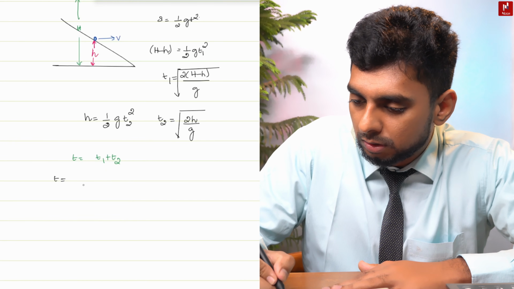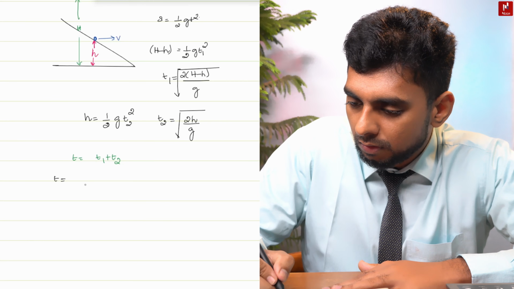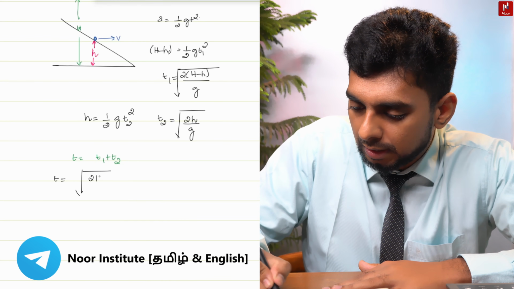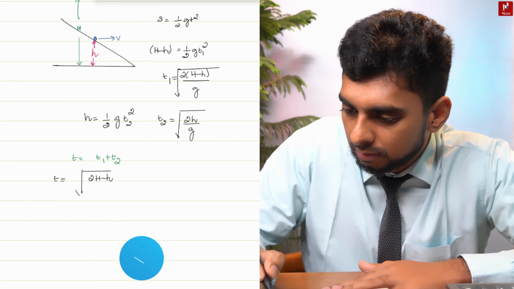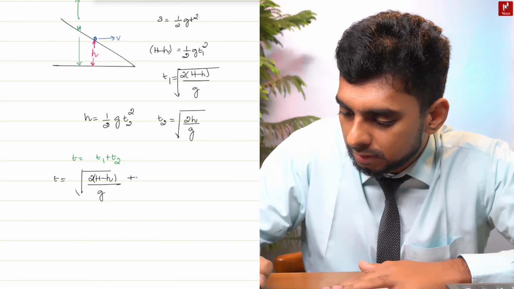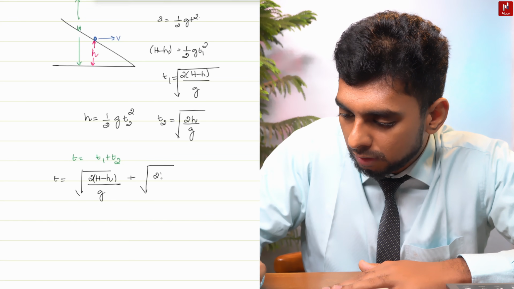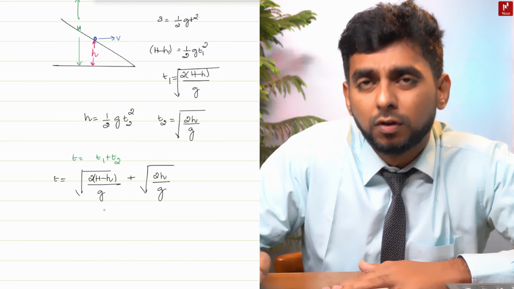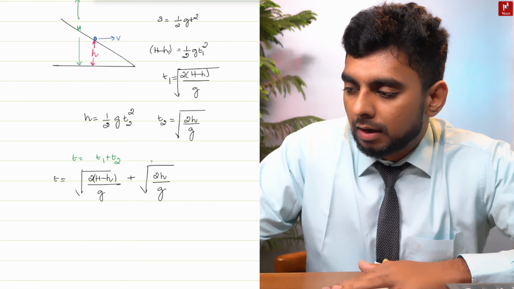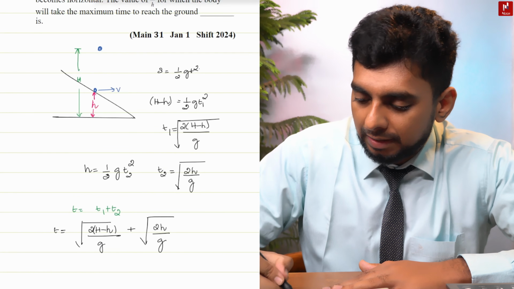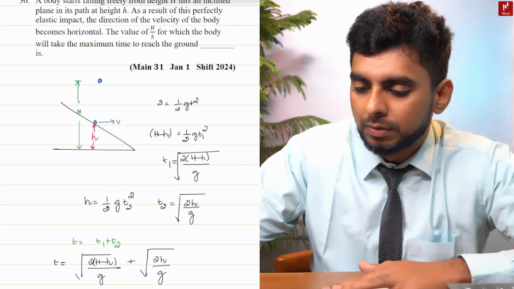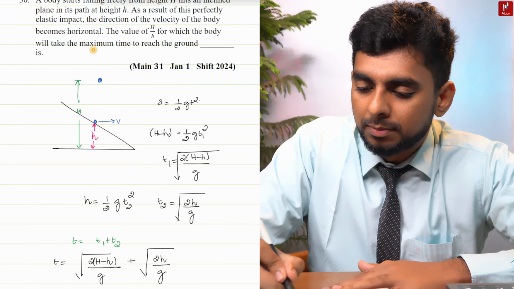So t1 was root of 2 times (capital H minus small h) divided by g, plus root of 2h divided by g, isn't it? Now I have got this equation. Once you get this equation, I have found the relation between the time t and the h, where capital H is constant, g is also constant. What they're asking us to find is the maximum time.